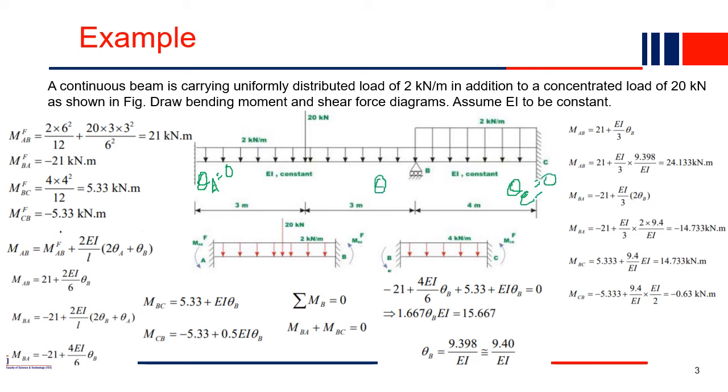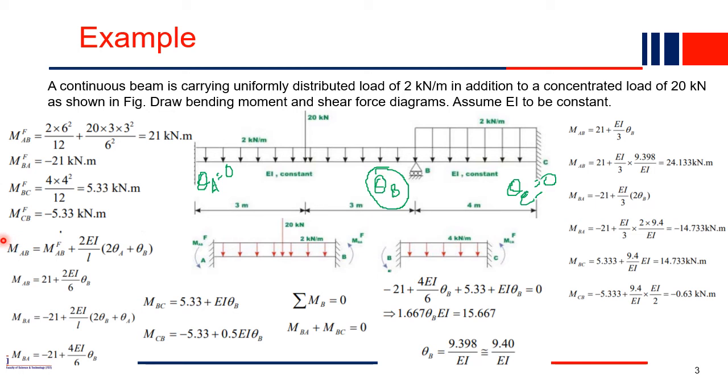Whereas theta B is not 0 because it is a roller support, and that's what we have to compute. So theta B is our main objective, to find out the value of theta B. This is unknown. Theta A we know is 0 because this end is fixed, and theta C is also 0 because this end is fixed, whereas theta B is not 0. So we have to find theta B using the slope deflection equation.